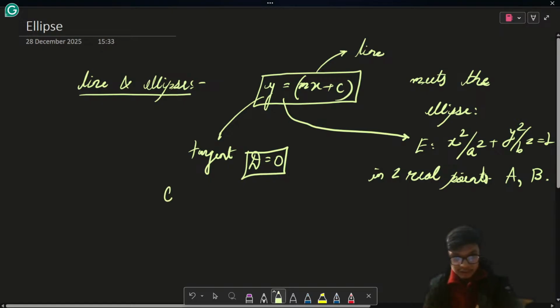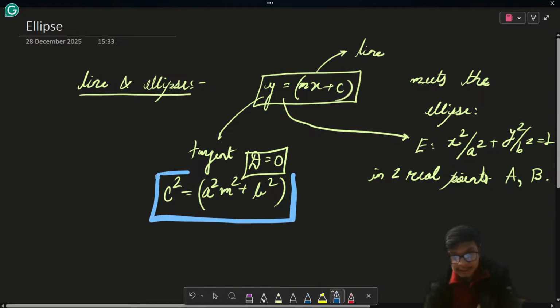And in the last class we saw that the condition of tangency is given as c square is equal to a square m square plus b square. This was the tangency condition that we saw in our last class.